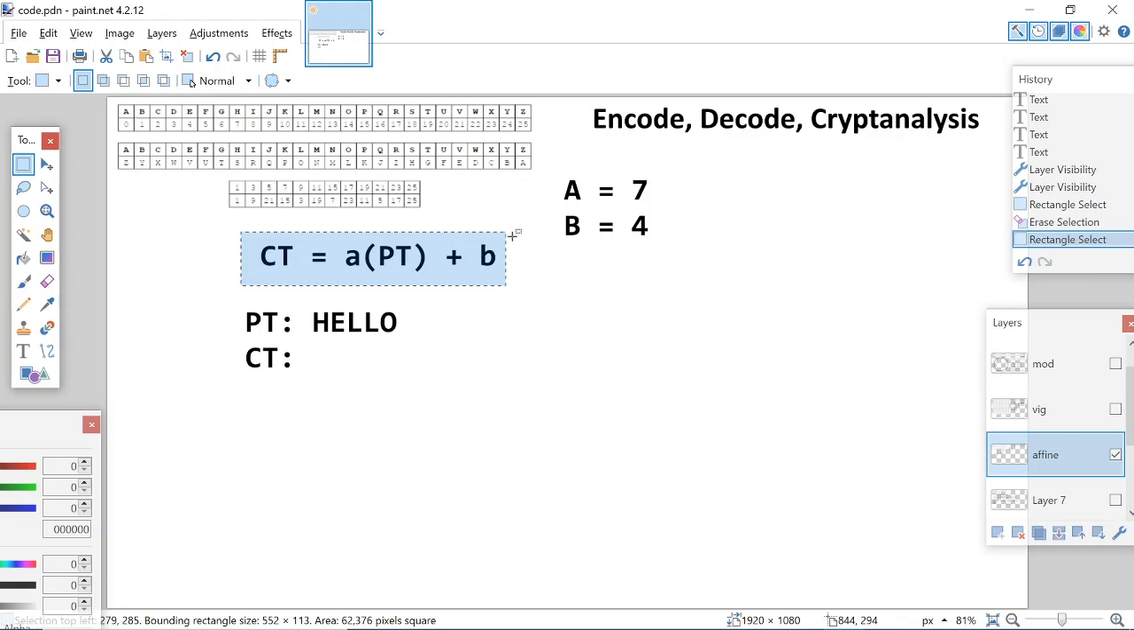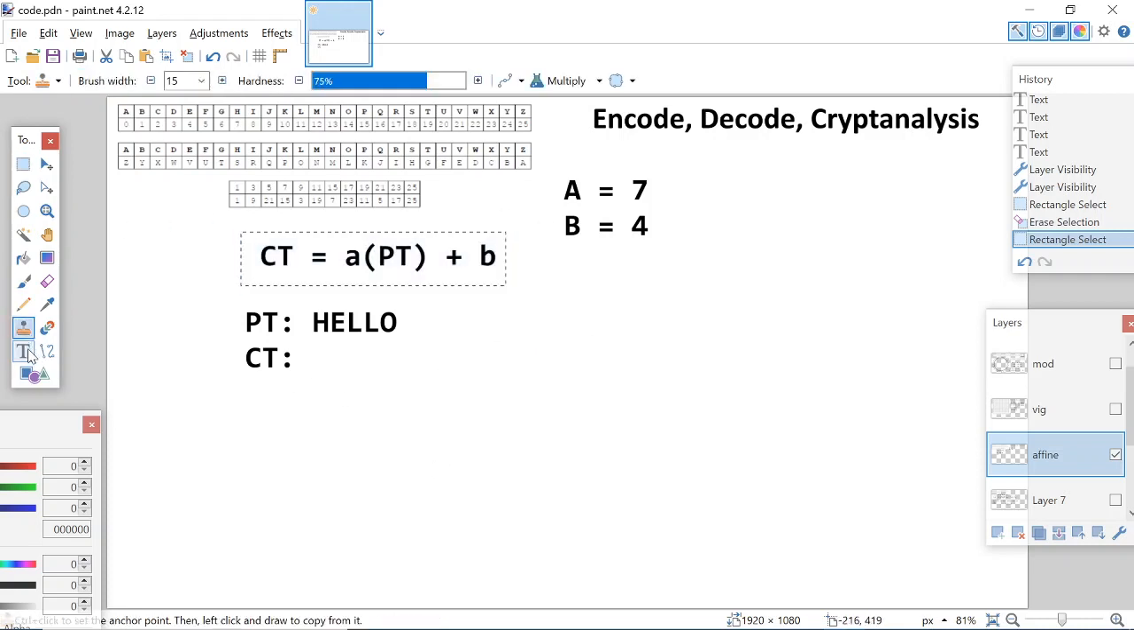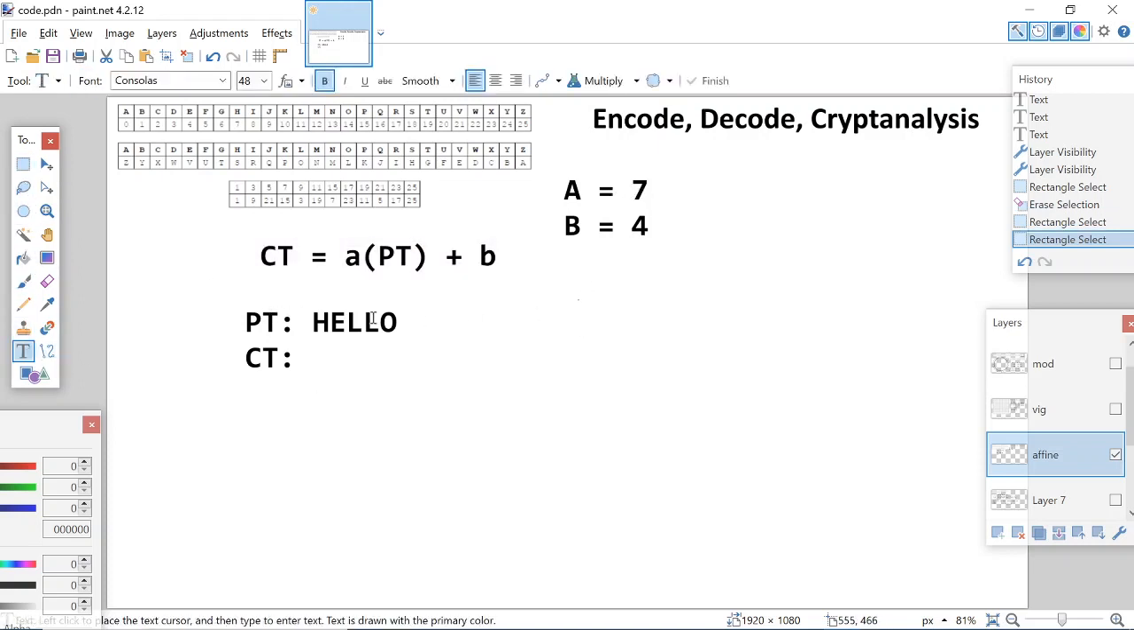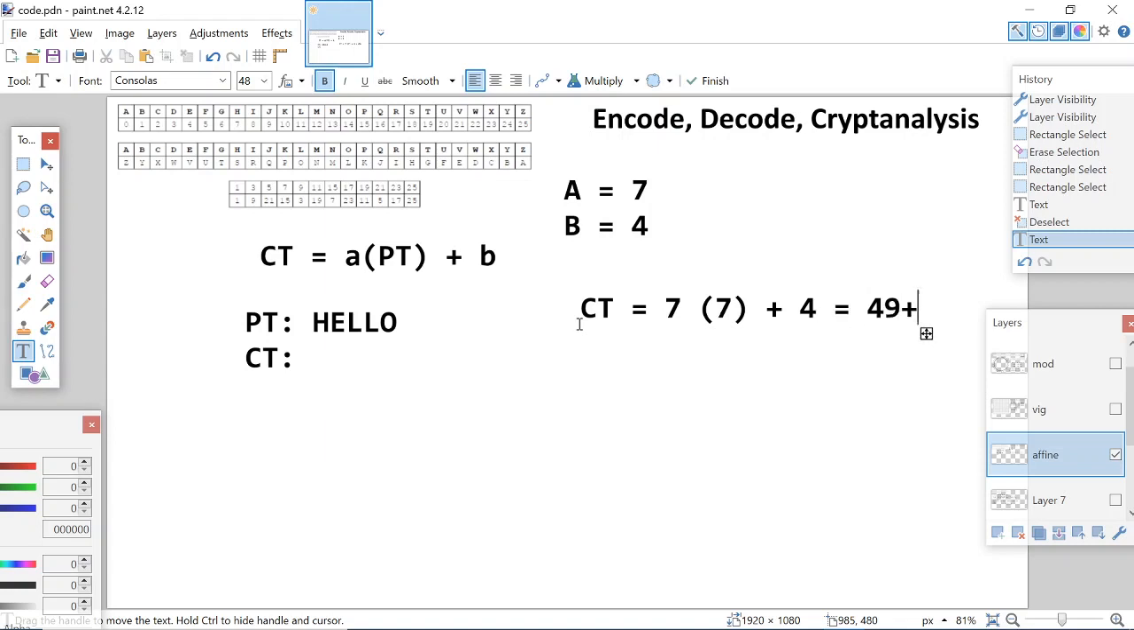And yeah, every time I do anything, you can put mod 26 anywhere. I just leave it off because it's kind of assumed. So in this case, if I have A equals 7, B equals 4, plaintext is hello. In this case, first ciphertext is equal to the value of A, which is 7, times the plaintext, which is H, which is also 7, plus 4. Now, I take that, that's 49, plus 4, or 53, of course.